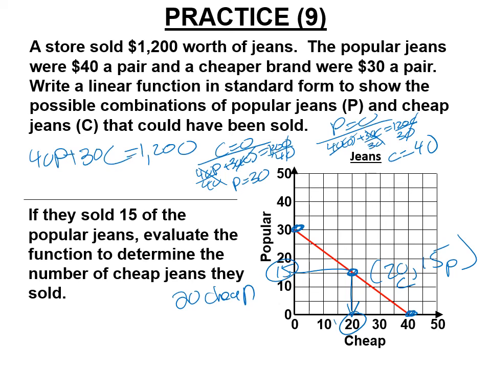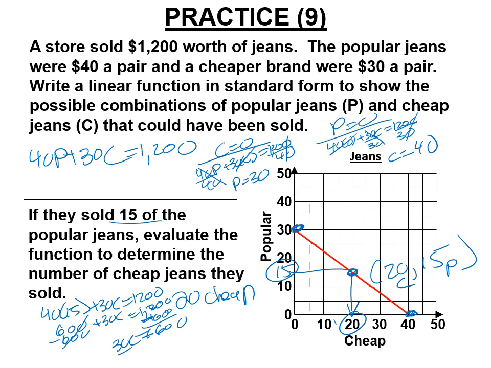Now again, you could solve the equation. You could do 40 times 15 plus 30C equals 1200. 40 times 15 is 600. Subtract 600 from both sides. 30C equals 600, 1200 minus 600. And divide by 30. And we hopefully get 20 cheap, which you can see on the graph.